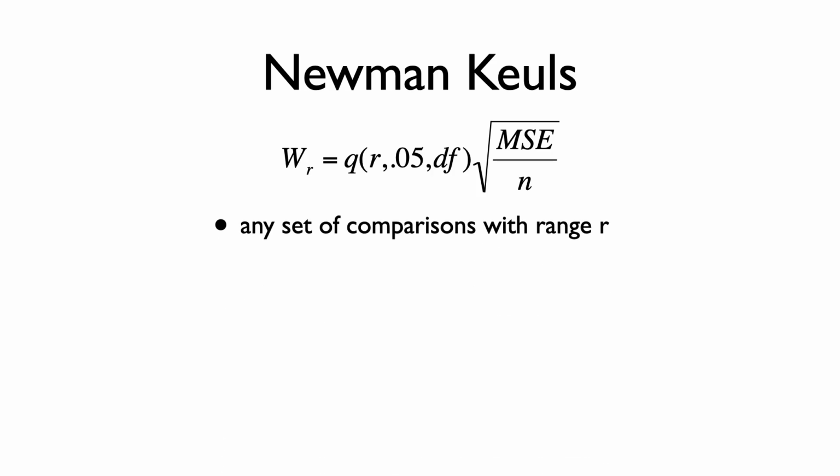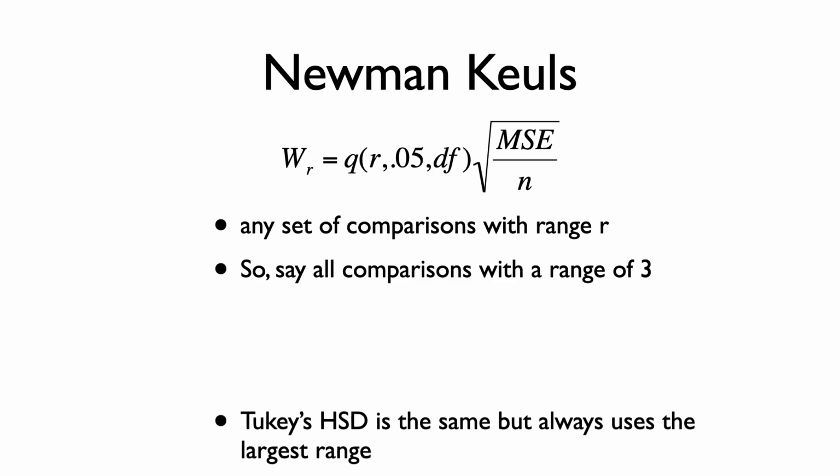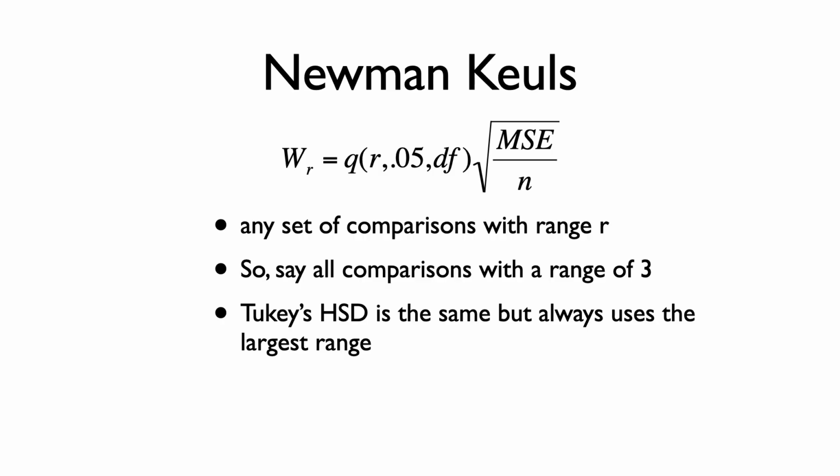So, any set of comparisons with range R. What it says is, if any of these comparisons are bigger than whatever we get, that's significantly different. So again, all with a range of 3. Instead of 8, I used 3 on the slide. But whatever the number is, as long as they're different by more than 3, in our case here, then they're different.